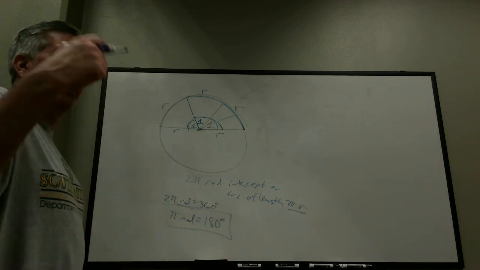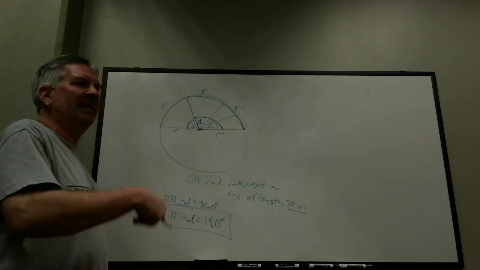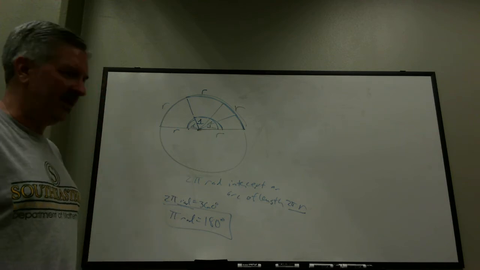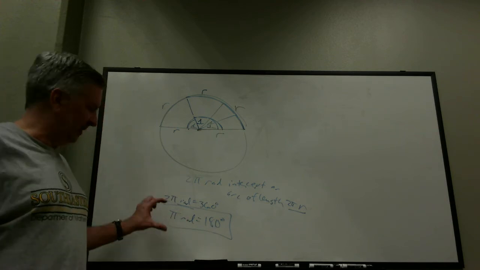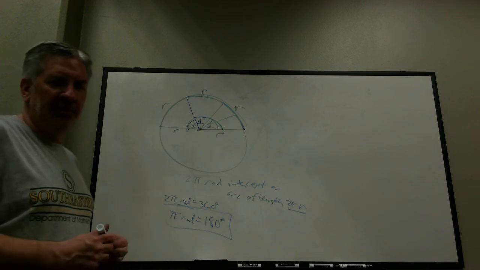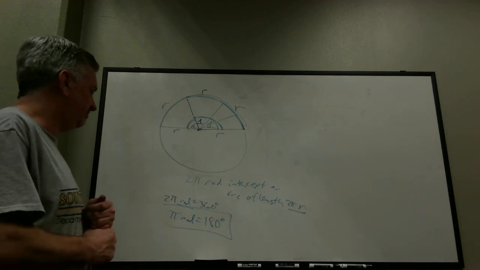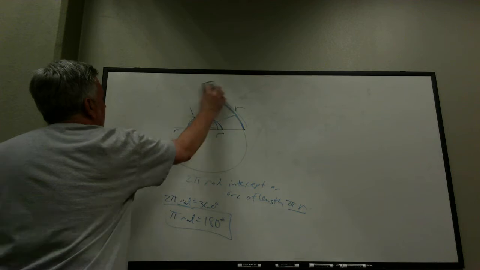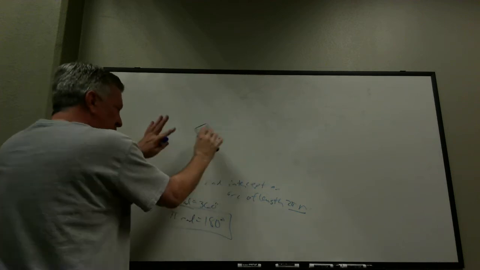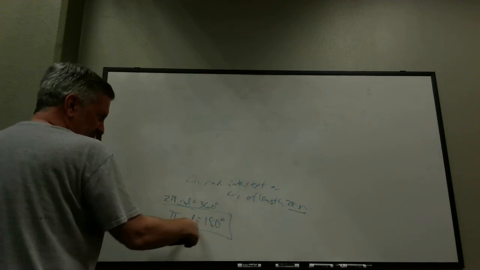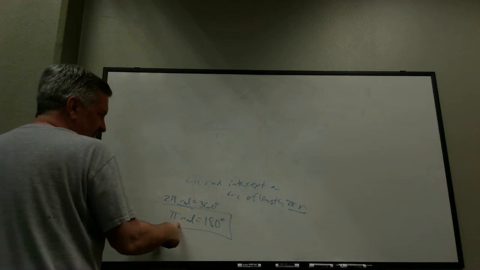Like, 3 feet makes a yard, 60 minutes is a degree, 60 seconds is a minute. Pi radians is 180 degrees. That's your conversion factor you need to memorize. Okay, so if you didn't quite understand the argument, that's okay, as long as you understand pi radians is 180 degrees.